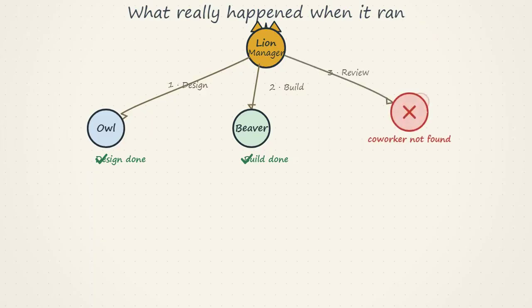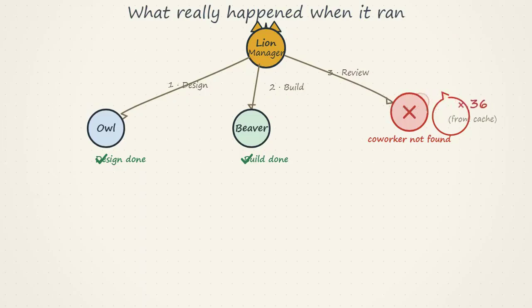The lion tries to hand it to the reviewer, but the coworker name he passes doesn't exactly match any of the crew. So the tool answers, coworker not found. And now the loop. The lion tries again, same error. And again, same error. Some attempts even come back instantly from cache. Over and over, 36 times, it never gets through.